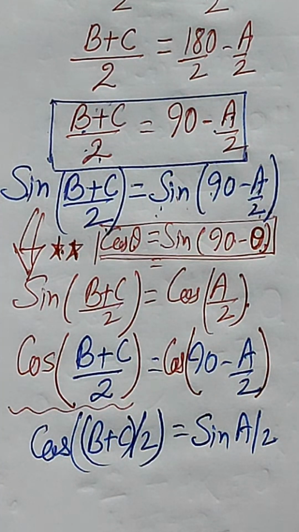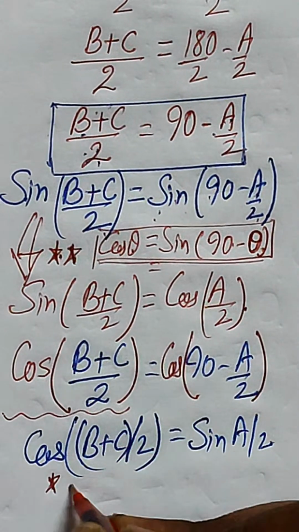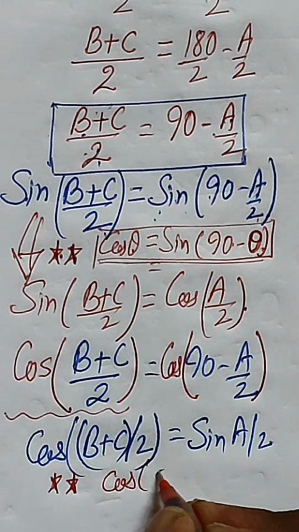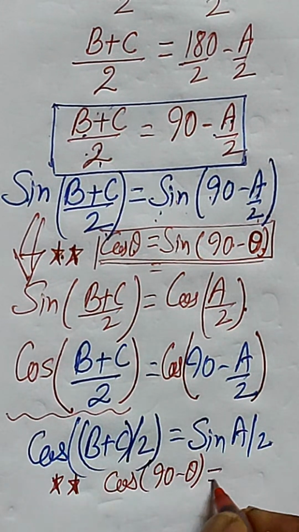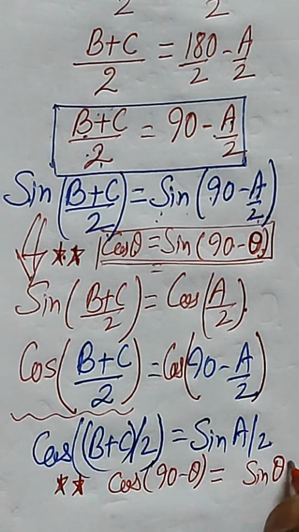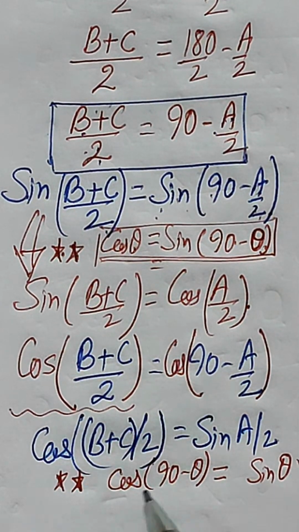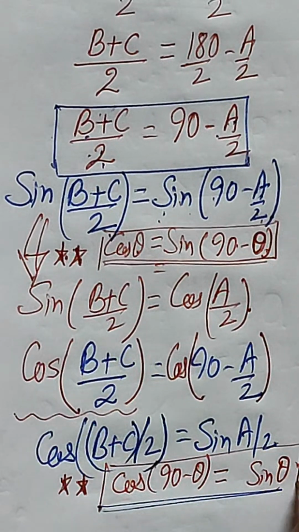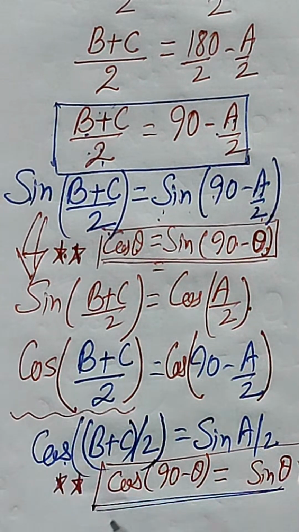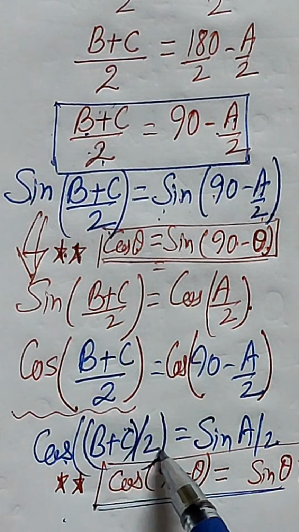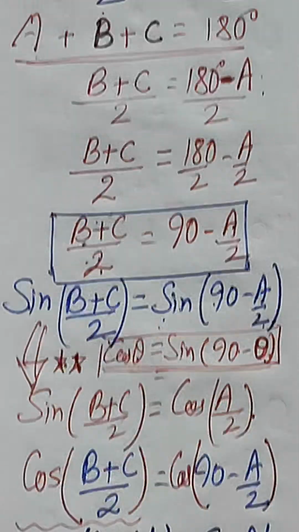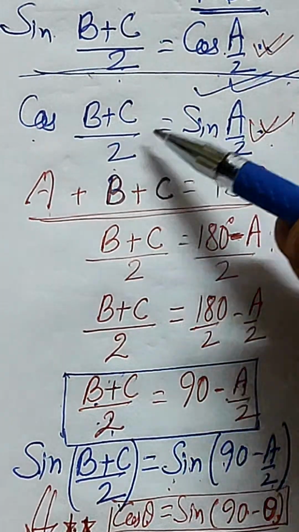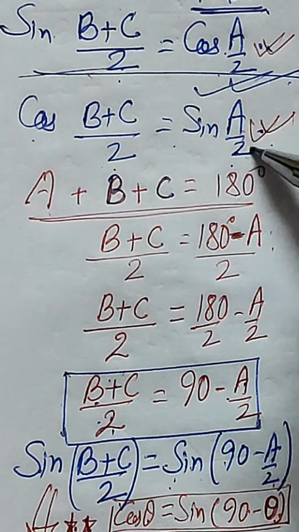This is with the same relation. The formula which we used over here is cos of 90 minus theta is equal to sin theta, right? So using the same, we can write the above, that is cos of (b plus c) by 2 equal to sin a by 2. Now in this way we have proved the second one, cos of (b plus c) by 2 equal to sin a by 2, and this is solved.